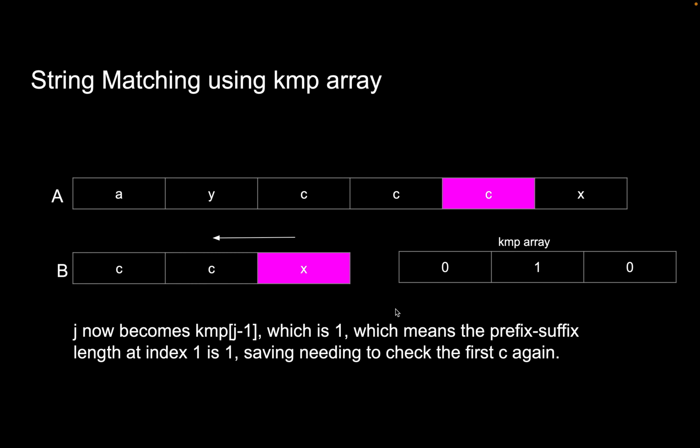ccx and ccx. Notice that through this method, we are saving an unnecessary check on the first c here, right? We do not check whether this c is equal to this c, as we already know that through the KMP array. So we're saving up on repeatedly comparing characters again and again.